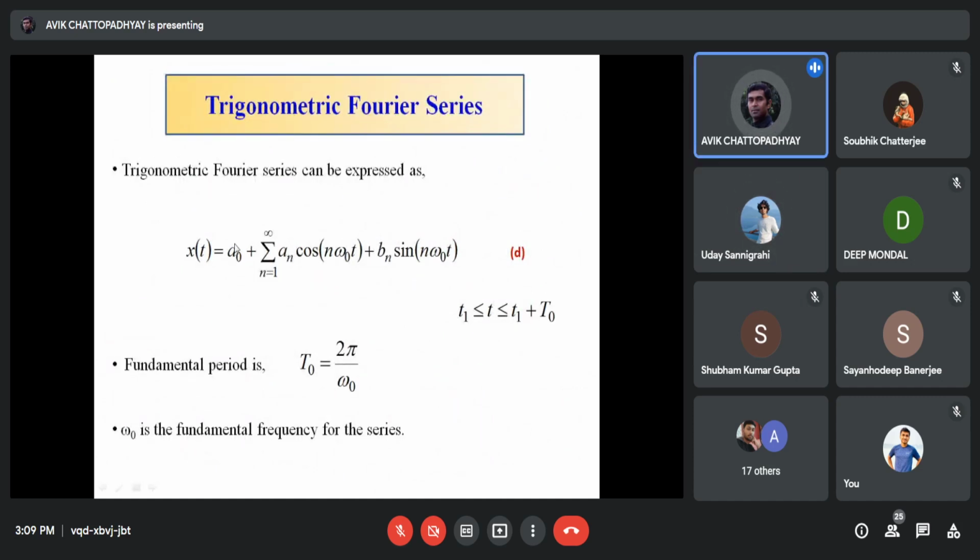x of t equals a naught, this is the dc part, plus summation of an cos n omega naught t plus bn sin n omega naught t, where n varies from 1 to infinity. This is a single sided spectrum because the form is in trigonometric form. The Fourier series is written in the trigonometric form, okay?